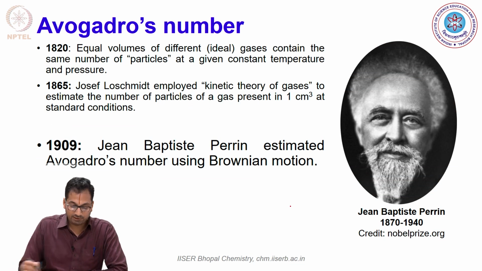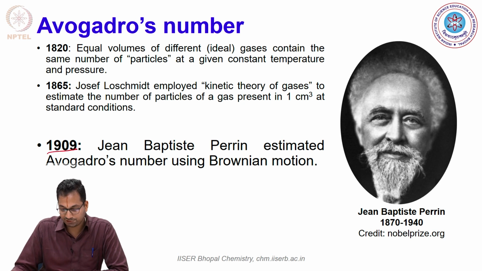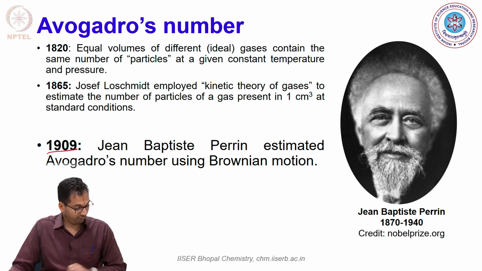Moving forward with these two definitions, it was in 1909 that Jean-Baptiste Perrin estimated the Avogadro number using Brownian motion. One should understand that getting an idea of the Avogadro number requires measuring the mass of a molecule and at the same time in its macroscopic fashion. That is, you need to measure the mass of a molecule and the mass of a given number of particles so that you can determine mass per particle and so on and so forth.